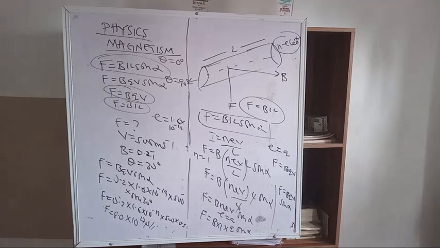So you can also try these ones in your individual exercise. A wire carrying a current of 5 ampere and 2 meter in length is placed in a field of flux density 0.3 Tesla. So they gave the current, they gave the length 2 meter, and B was given as 0.3 Tesla. So what is the force on the wire if it is placed at right angles to the field?